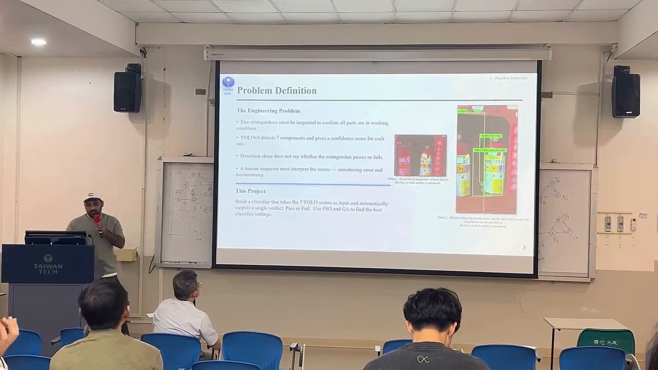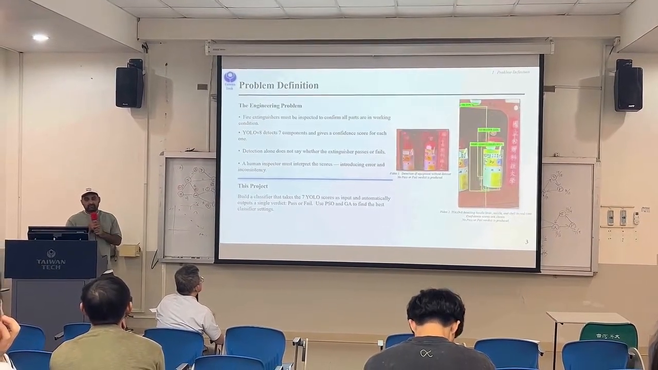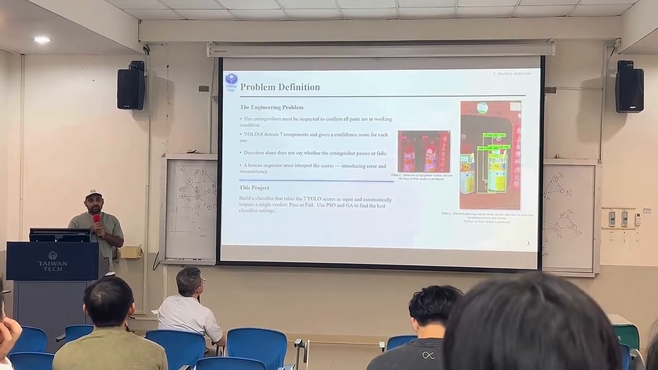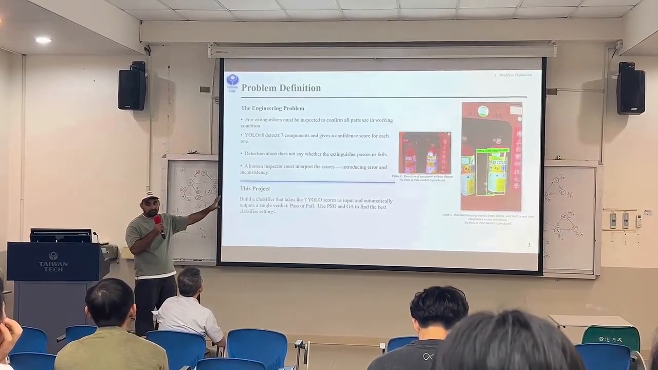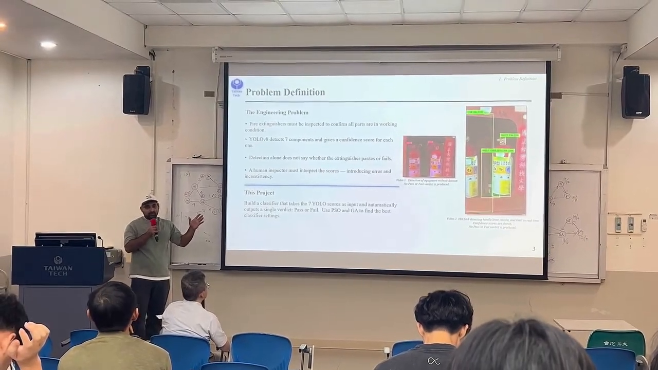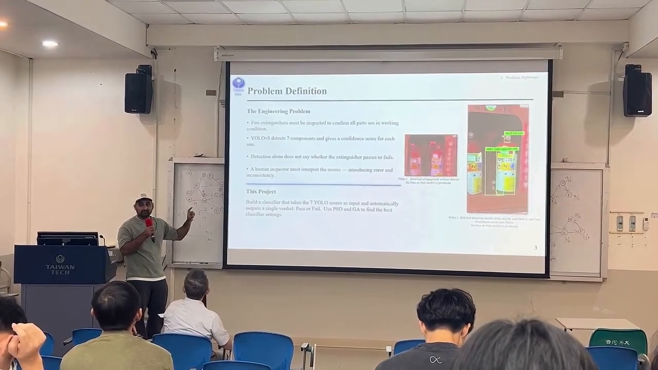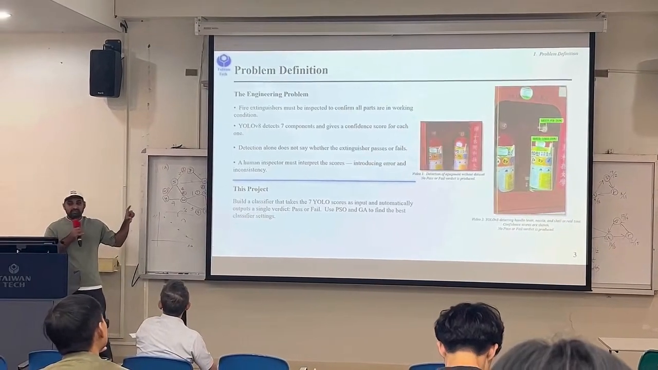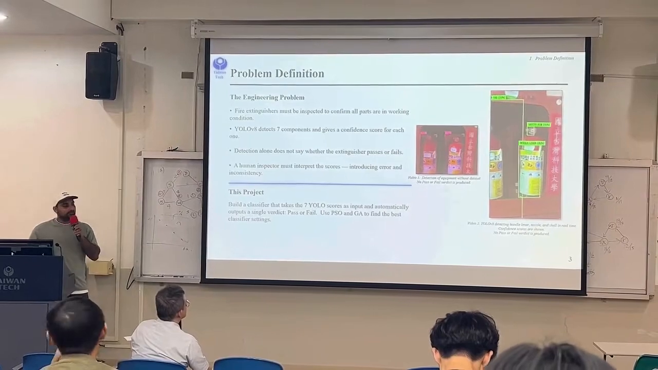YOLO detects 7 components for me here, but that's not the real case. The thing is, it still cannot be sure for an inspector to say that this fire equipment is passed or failed. When an inspector goes for an inspection in a building, he can detect the fire extinguisher, but it cannot tell you exactly if it is working or not. It can only detect the parts of it. So to be sure if it is passed or failed, I use PSO and GA to find the best classifier settings for this.